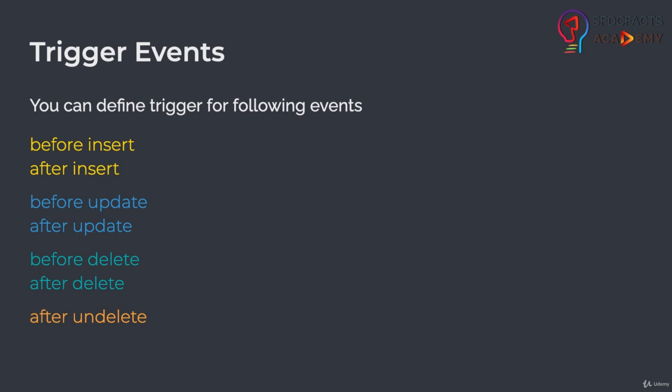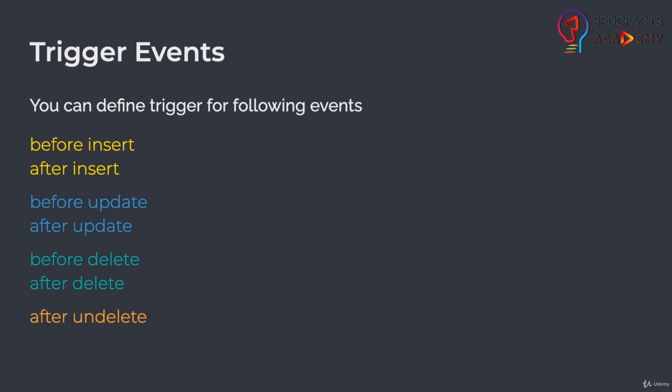You can also have triggers on the update operation as well, and here as well you can control the automations before update and after update, and the same applies to the delete operation as well. You can control the automations that you want to run before the delete and after the record is deleted.